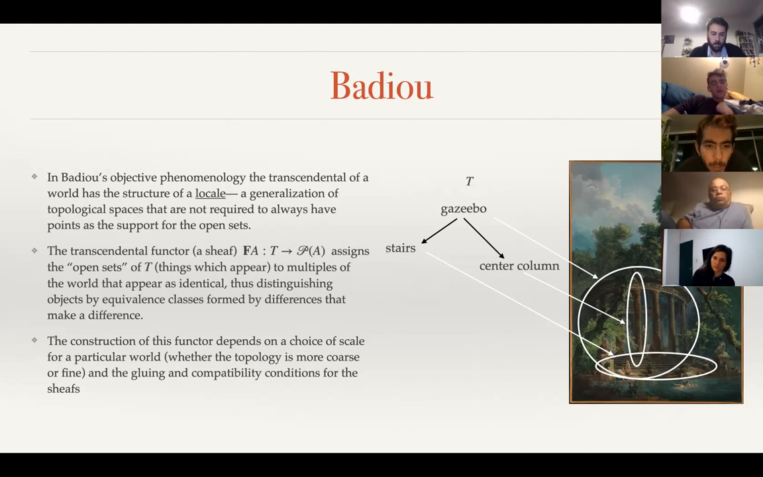And ultimately, the important thing is that the construction of this functor depends on the choice of scale for the world, which is the thing we've been thinking about. A scale really is whether the topology we're looking at is more coarse or more fine. I guess there's a rigorous way in which we can talk about that in terms of topologies being included in one another. And it also depends on the gluing compatibility conditions, which are local conditions of logic, essentially.